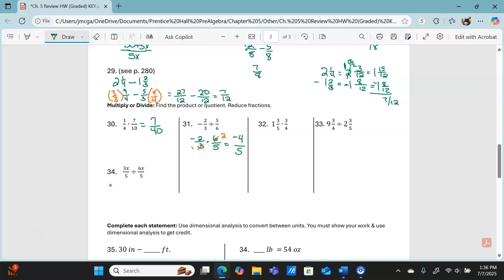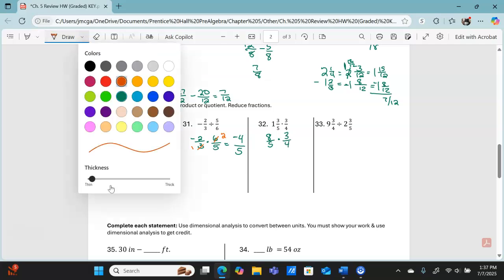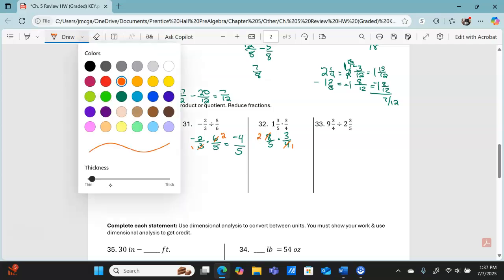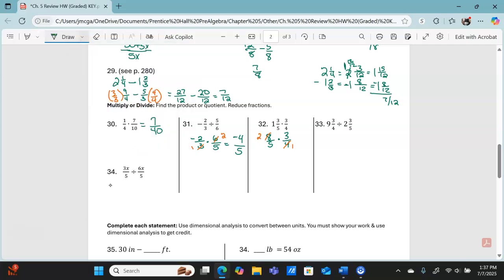Number 32, we have a mixed number. We have to first convert that to an improper fraction. So 1 times 5 is 5 plus 3 is 8. So we have 8/5 times 3/4. And then we can reduce our fractions. 4 and 8 are both divisible by 4. 2 times 3 is 6. 5 times 1 is 5. So we get 6/5, which is 1 and 1/5.